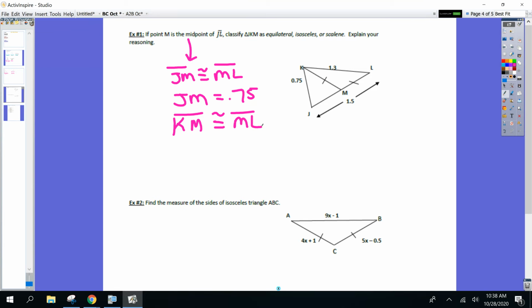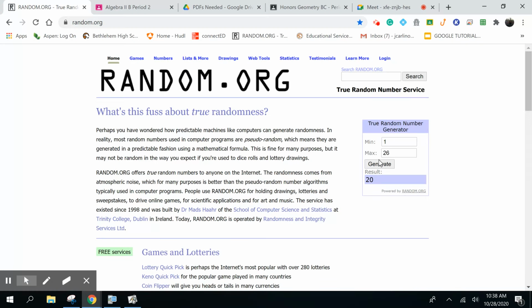That was given to us. KM is congruent to ML. That was given. So what other two line segments have to be equal then? We had JM and ML by definition of a midpoint, and we have KM and ML. That was given. Name the other two segments that should be equal now.